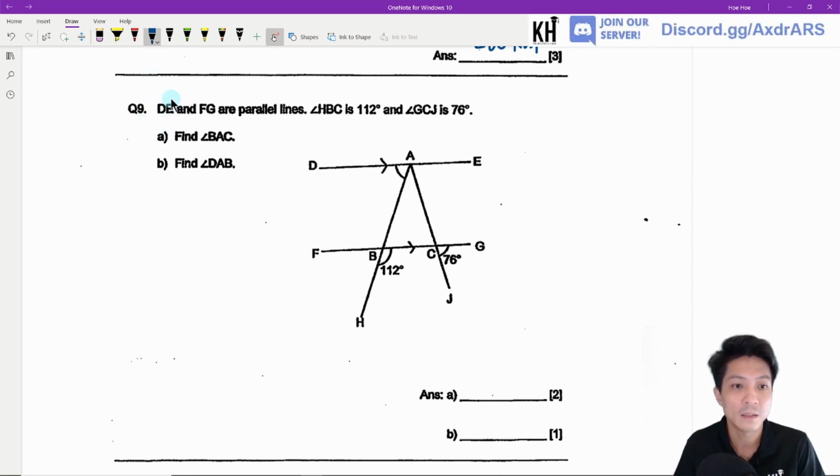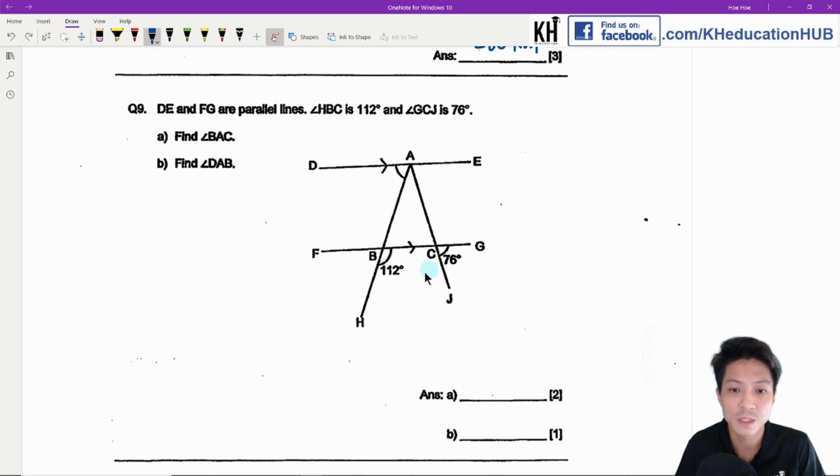Okay, question 9. DE and FG are parallel lines. Angle HBC is 112, GCJ is 76 over here. Find angle BAC. So I need to find angle BAC, this angle here.